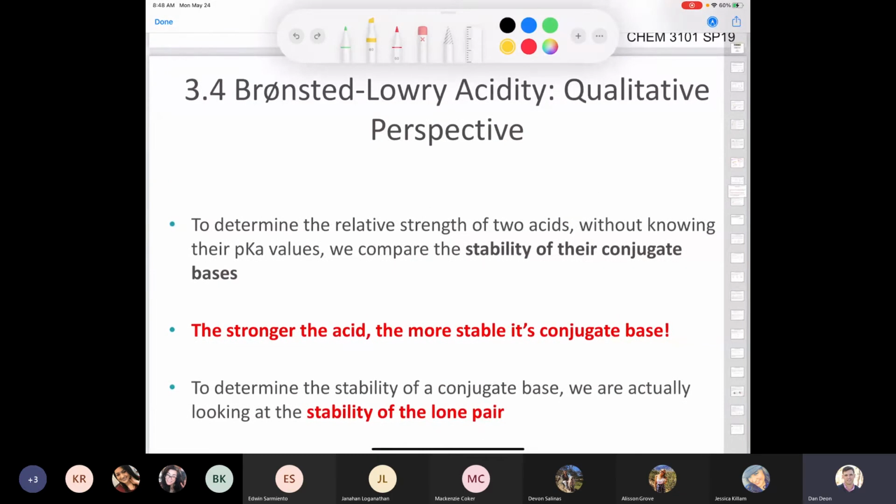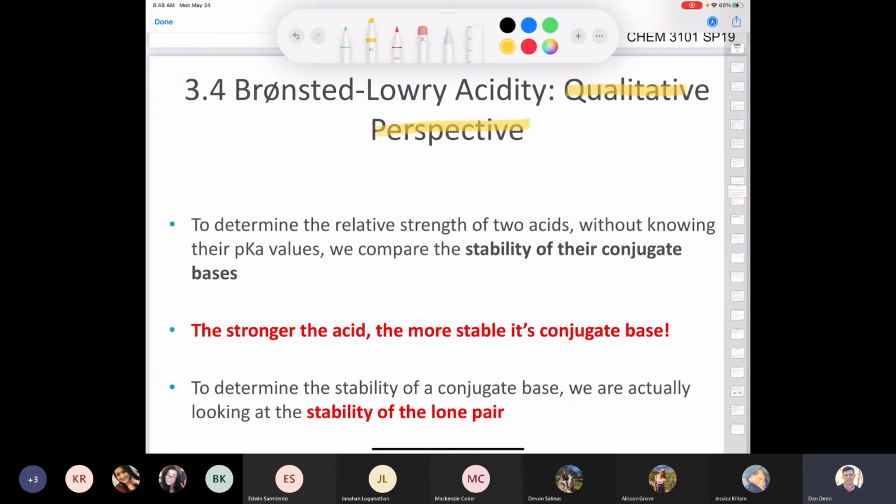So once you've memorized table 3.1, and you're very confident in that, and you think, I'm good to go, you're going to move on to section 3.4, which deals with the qualitative perspective. Now, this is one that can really get you out of a jam, because this is where you just look at the molecule without knowing pKa's maybe, and say, hey, I think I can figure this out just from the structure.